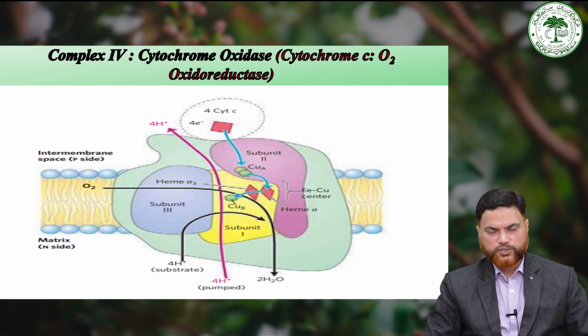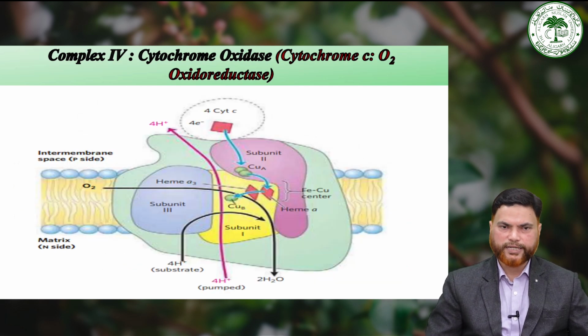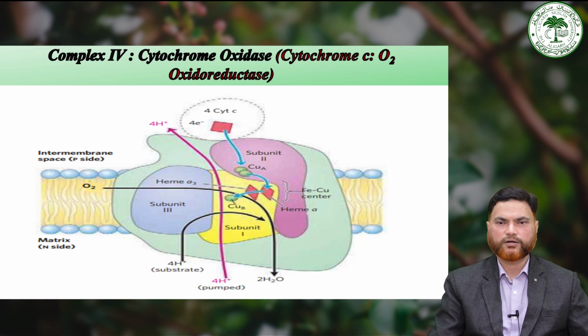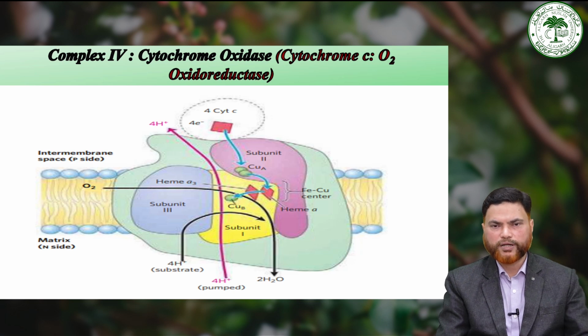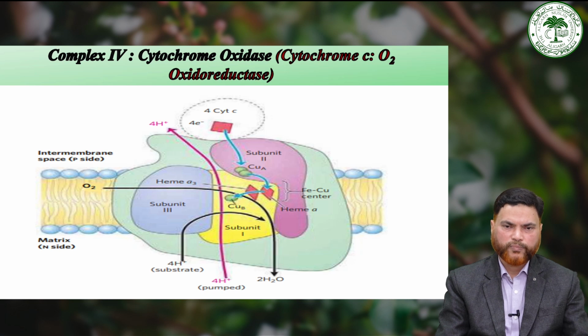Now complex 4, also known as cytochrome C oxidase, is a very crucial component of the oxidative phosphorylation process that occurs again in the inner mitochondrial membrane of eukaryotic cells. It is the final complex in the electron transport chain, responsible for catalyzing the transfer of electrons to molecular oxygen, ultimately leading to the formation of water. The key features of complex 4 I will discuss one by one.